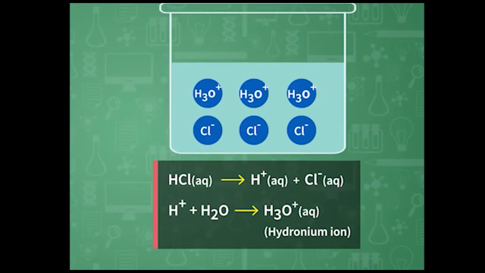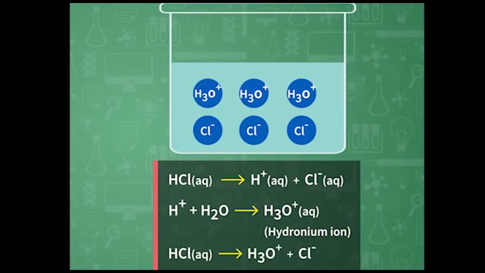So right now in the solution we don't have H plus ion. Instead of that we have hydronium ion, H3O plus. So the dissociation of HCl can be written as H3O plus and Cl minus. This happens in case of all the acids, as all the acids produce H plus ion, which converts into hydronium ions. Now let us write the dissociation of a base, that is sodium hydroxide.